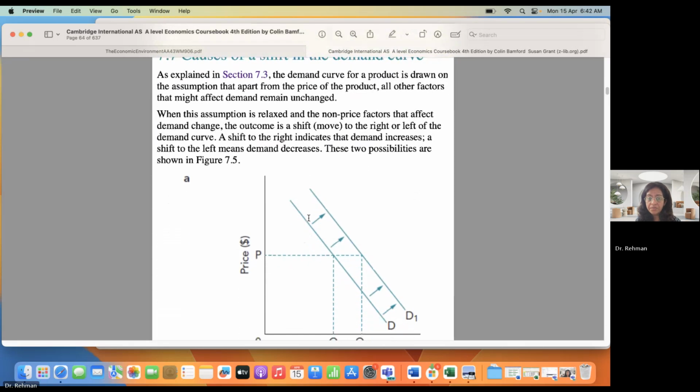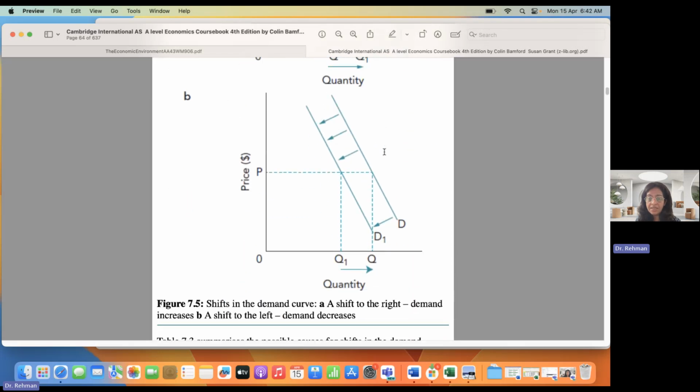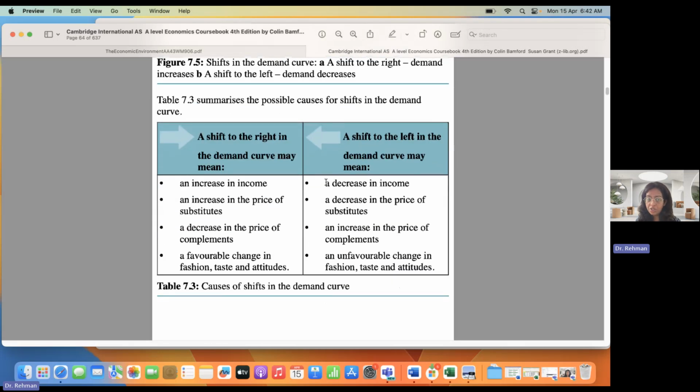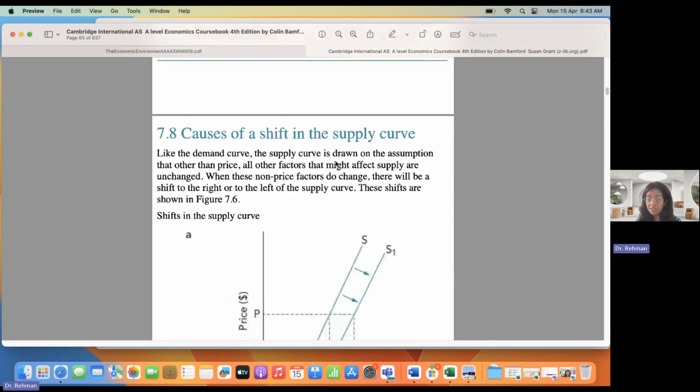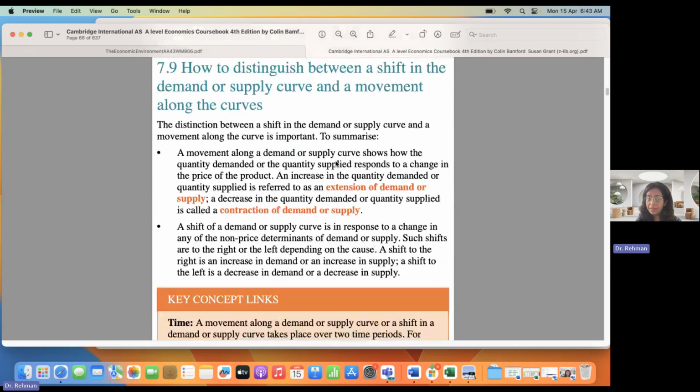This is increase in demand. This is decrease in demand. I have already told you. This is a summary of all the factors that we have already done. What are the factors that shift the demand curve right? What are the factors that shift the demand curve left? Go through them. The same applies for the supply curve.